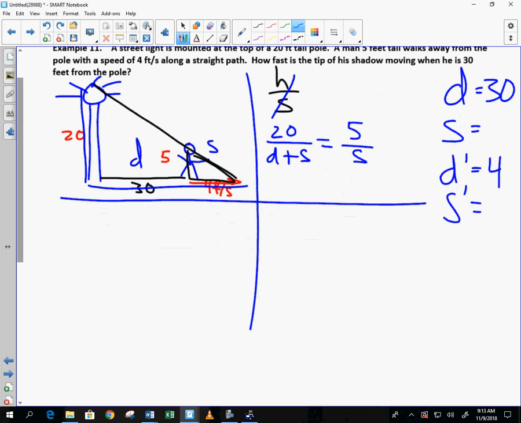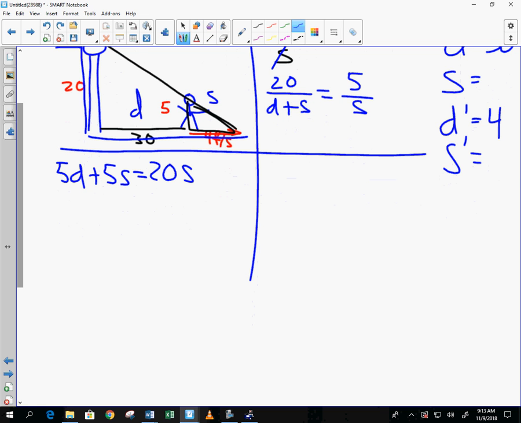Let's cross multiply. S is the length of his shadow. Nope, that's the rate at which he's moving, which is D prime. Cross multiply. 5D plus 5S is equal to 20S. Everybody okay with that? 5D is equal to 15S. Is everybody okay with that? D is equal to 3S. Is everybody okay with that?